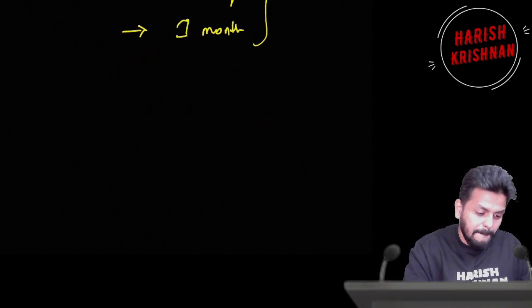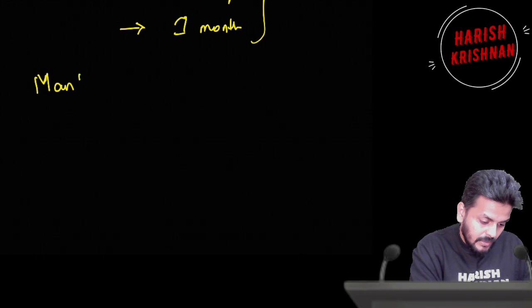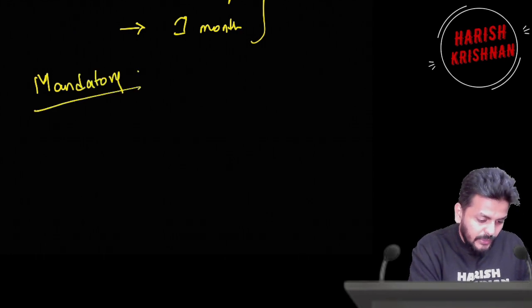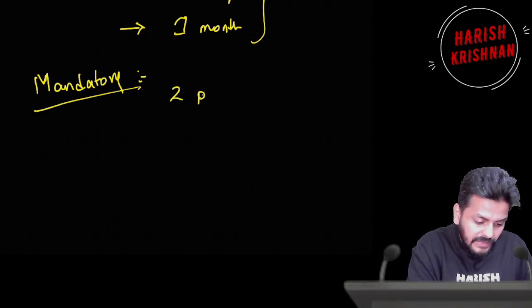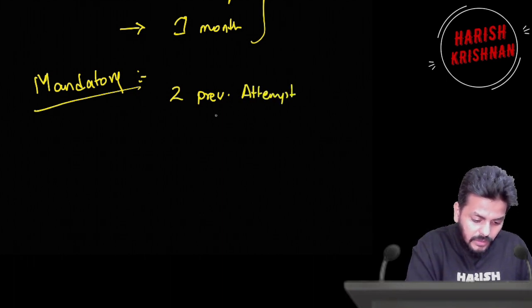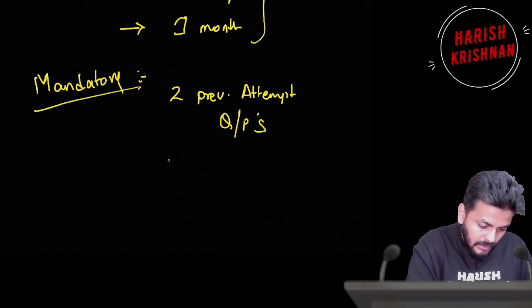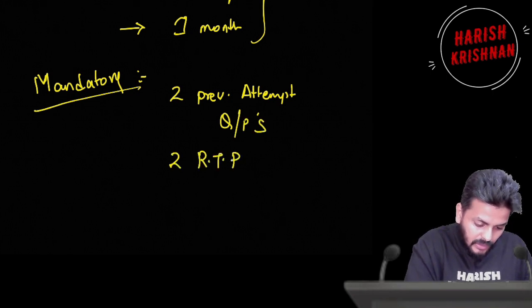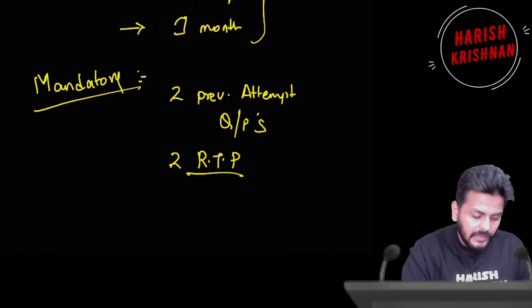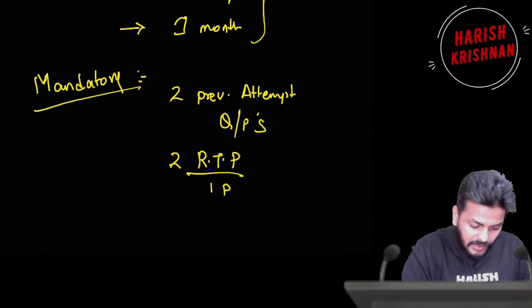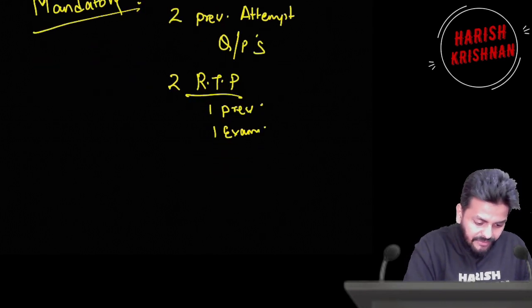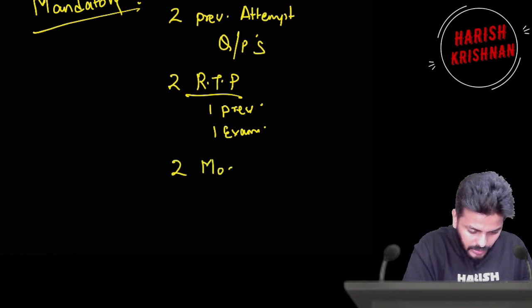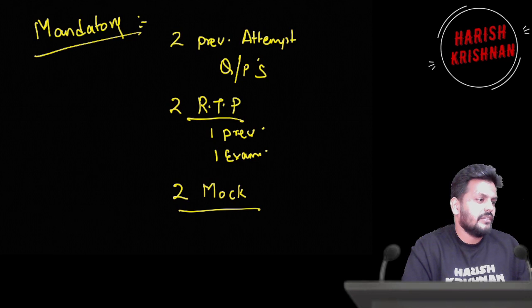And then also mandatory aspects. Those who have watched the last video fully, you know this, but for somebody who's watching this video for the first time, what is mandatory? A minimum of 2 previous attempt question papers, and 2 RTPs: one that is yet to be released for the exam, and the one that is for the previous attempt. And then if time permits, 2 mock papers you can always try. This is mandatory for you to get.